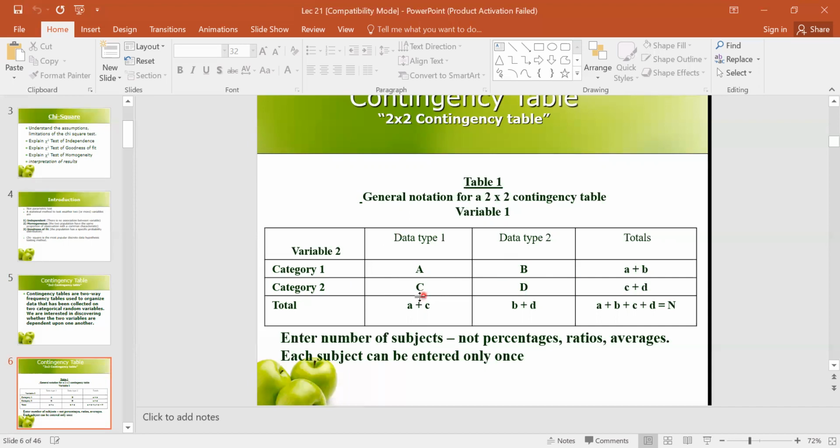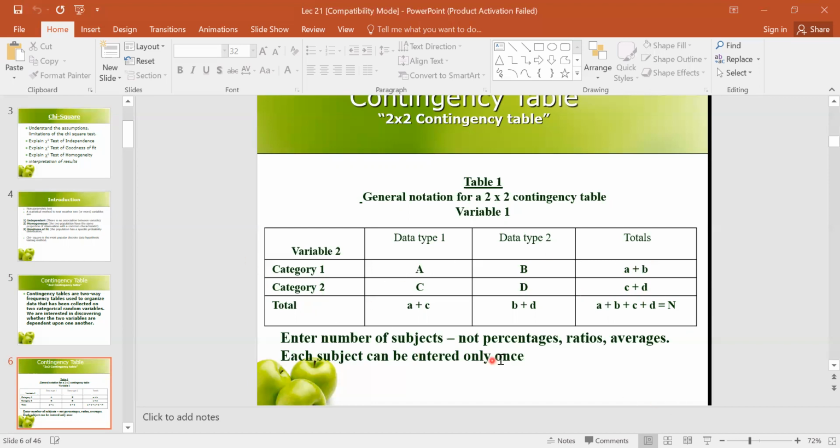So how can we read the values of this table? I can write category 1, data type 1 has A observations, category 2, data type 1 has C observations, category 2 and data type 2 has D observations. When we total this column, we get the total of data type 1. When we total column 2, we get data type 2. And when we total the first row, we get the category 1 count. And when we total the second row, we get the category 2 count.